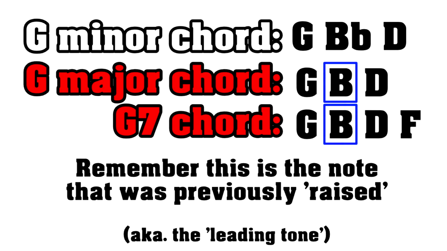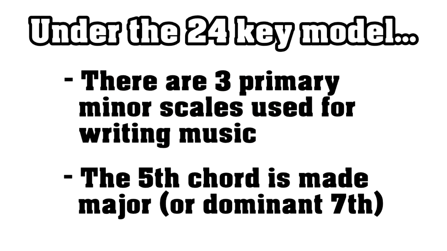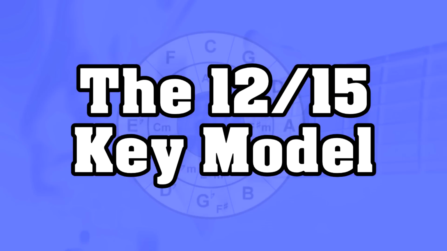Making that alteration by changing the G minor chord, which is part of the key of C minor, and changing it into a G major chord or a G dominant 7th chord, it helps to strengthen the feeling of resolution once that final C minor chord is played. So using 3 different minor scales and making this alteration to the 5th chord are both common practice for minor keys under the 24 key model.